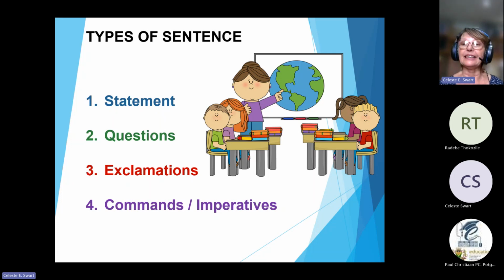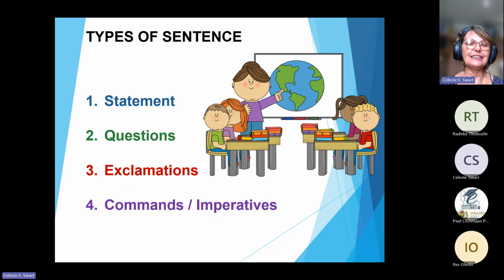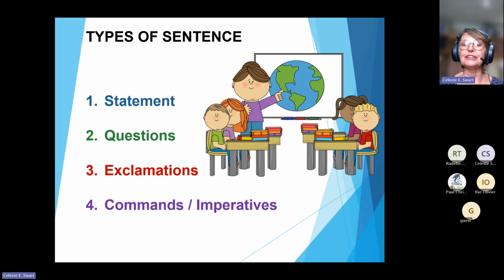We think of things like there are statements. You can see the picture of the teacher standing pointing at something on the map. So what is she doing? She's showing them something. She could be making a statement. She could be asking a question. There are exclamations, and then there are commands or imperatives. Now, there's something very interesting about the exclamations, because an exclamation does not necessarily only appear in an exclamation sentence, but we'll have a look at that now.